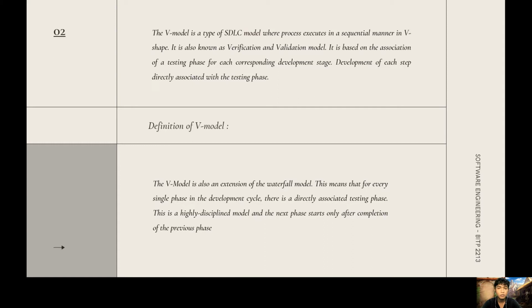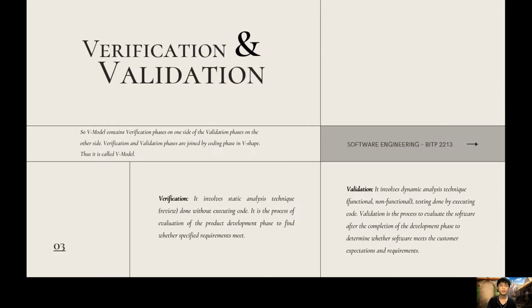It is based on the association of a testing phase for each corresponding development stage. Development of each step is directly associated with the testing phase. The V model is also an extension of the waterfall model. This means that for every single phase in the development cycle, there is a directly associated testing phase. This is a highly disciplined model and the next phase starts only after the completion of the previous phase.